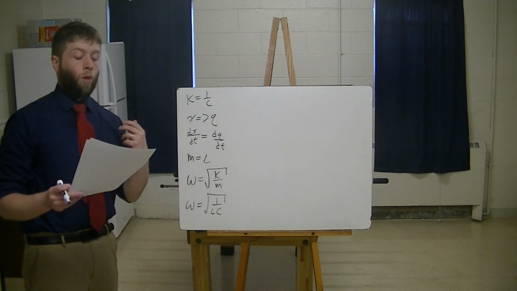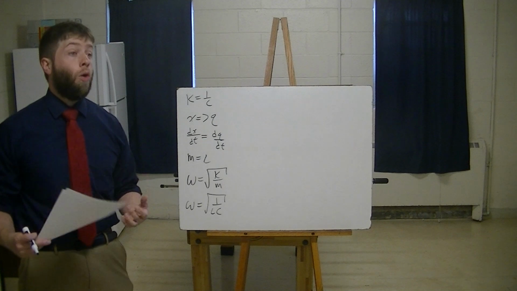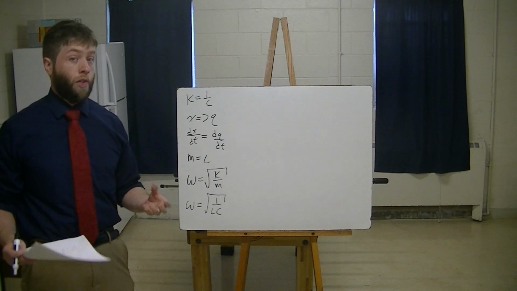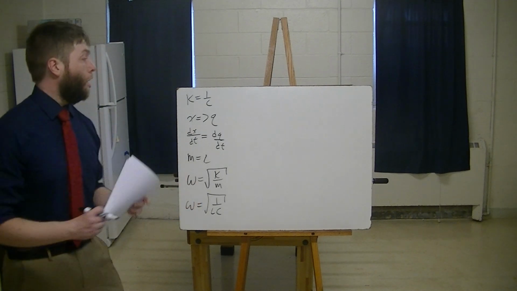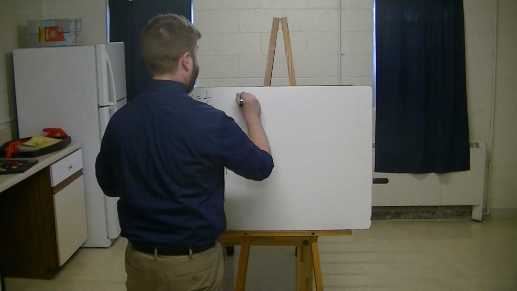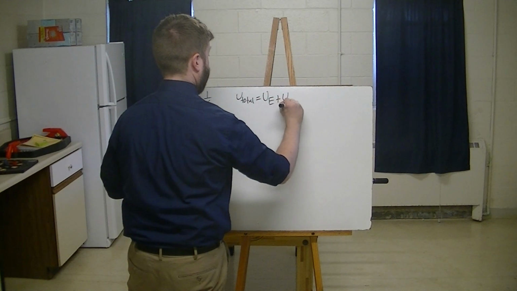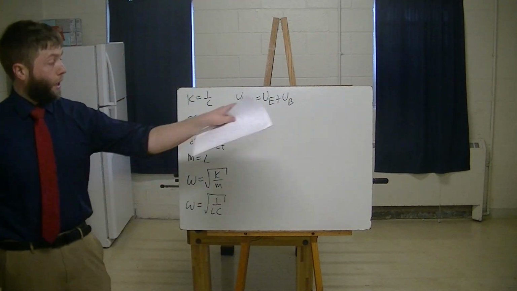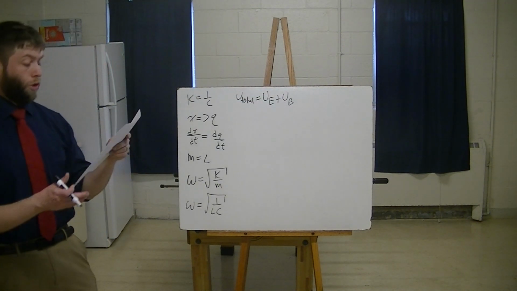Okay? Now, we're going to use energy conservation to handle this whole thing. We know what the total energy should be in our system. The energy is going to be split up between the inductor and the capacitor. So U total, the total amount of energy, is going to be equal to U_E plus U_B. The energy on the capacitor plus the energy in the inductor is equal to the total energy.